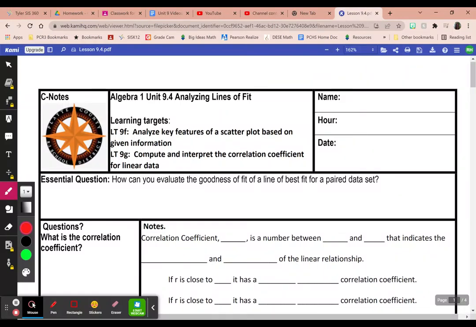All right, you guys, we're going to wrap up the unit today with 9.4, analyzing lines of fit, okay? Our two key learning targets up here: 9F, analyze key features of a scatter plot based on given information, and 9G, compute and interpret the correlation coefficient for linear data.